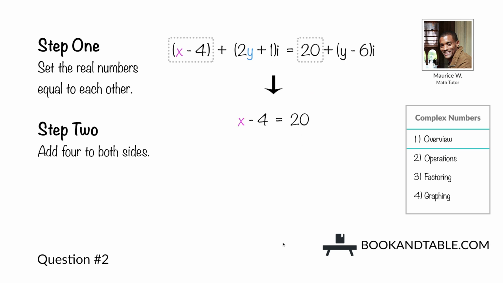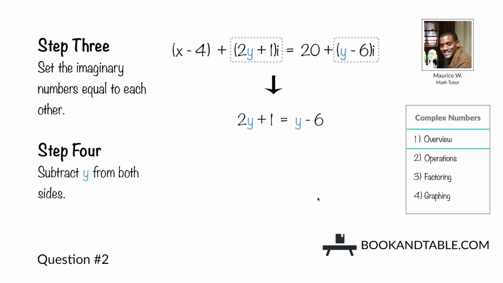Question number 2. Step 1, set the real numbers equal to each other. So that gives us x minus 4 is equal to 20. We then want to solve for x, so we'll add 4 to both sides. 20 plus 4 is equal to 24. So we get x is equal to 24.